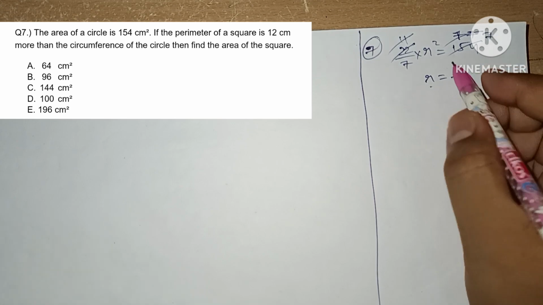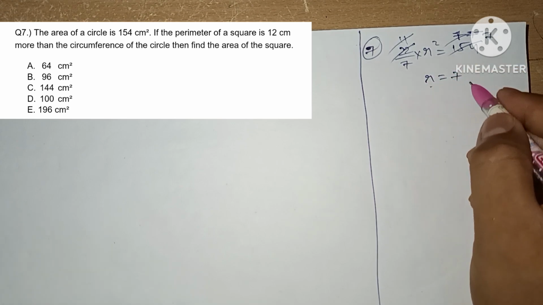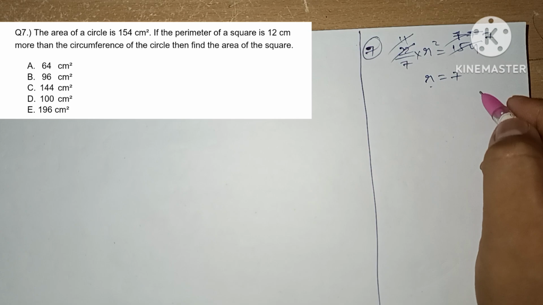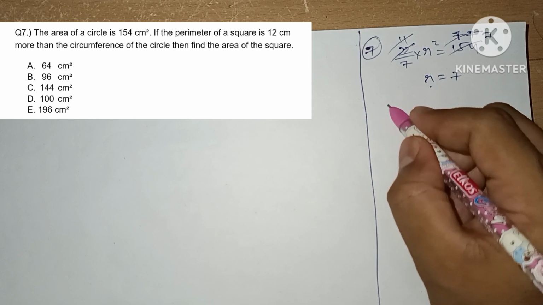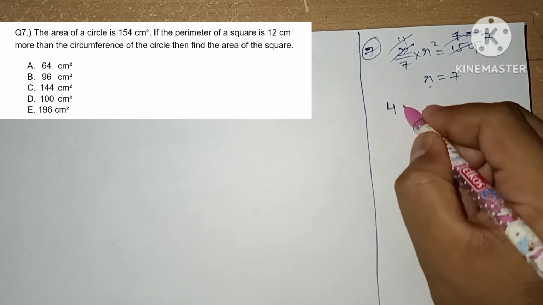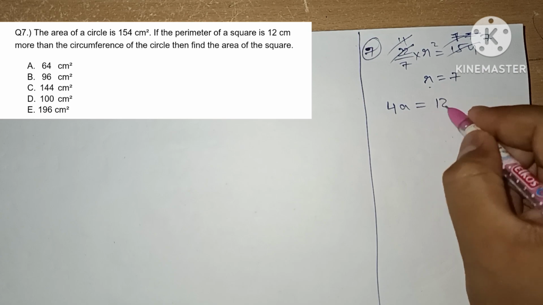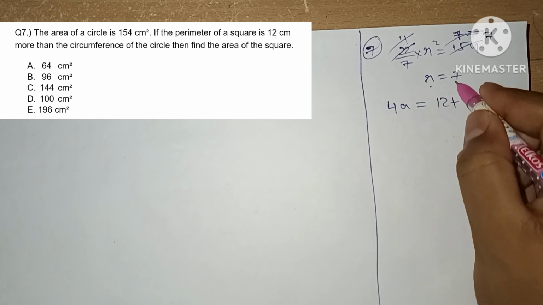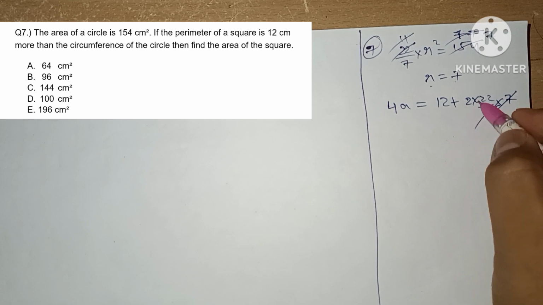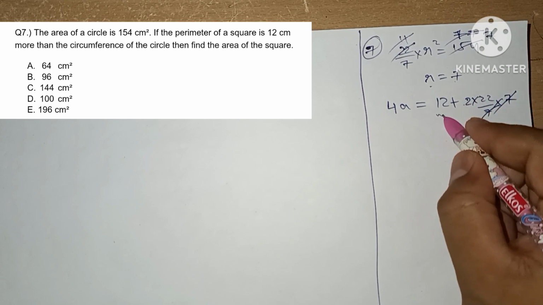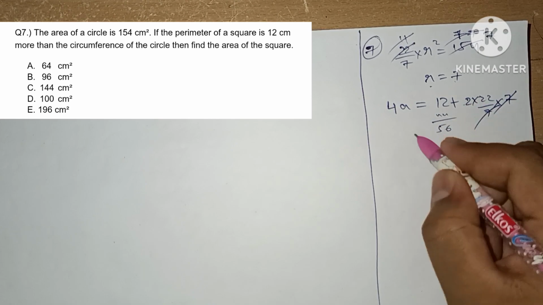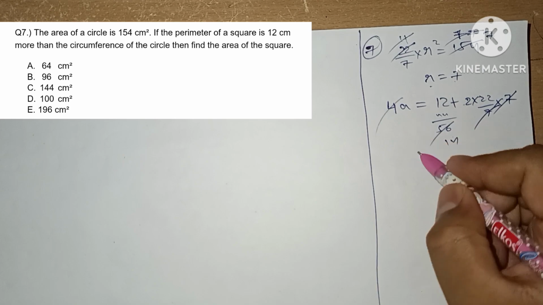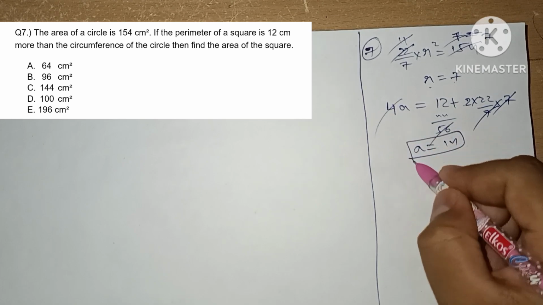Now the question says that if the perimeter of a square is 12 centimeters more than the circumference of the circle, so perimeter of the square means 4a is equal to 12 more than the circumference. 2 into 22 by 7 into r, which is 7. 7 and 7 cancel, so this will be 44. 44 plus 12, which will be 56. 14 times 4 will be 56. So side of the square is 14.